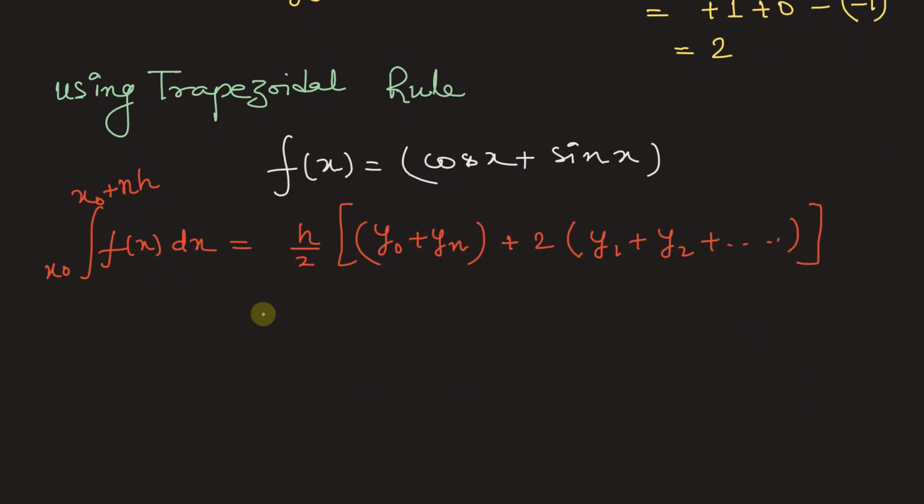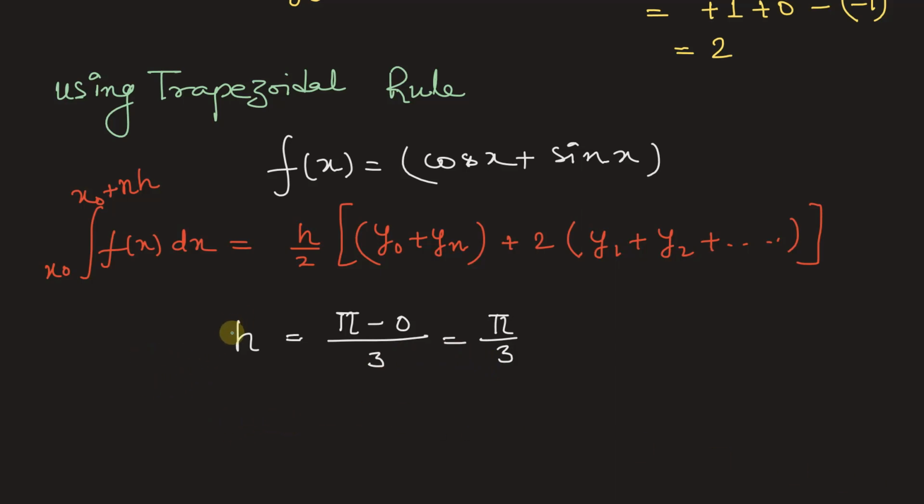Now to calculate the value of h, this will be equal to the upper limit, which is pi, minus the lower limit 0, divided by n, and n in the problem is 3 because we have to take 3 intervals, so this will be equal to pi by 3. Now let's make the table for this.